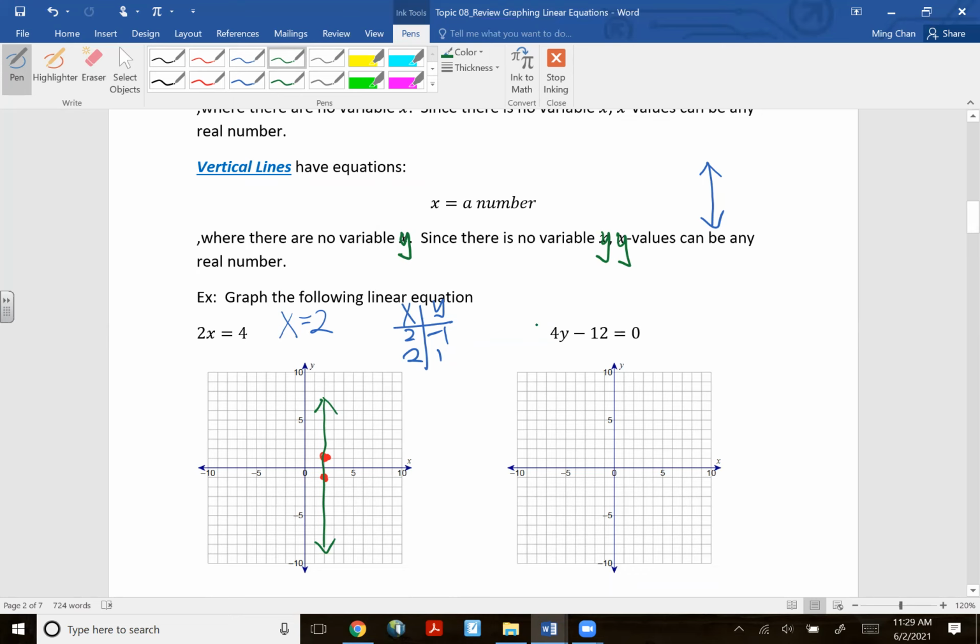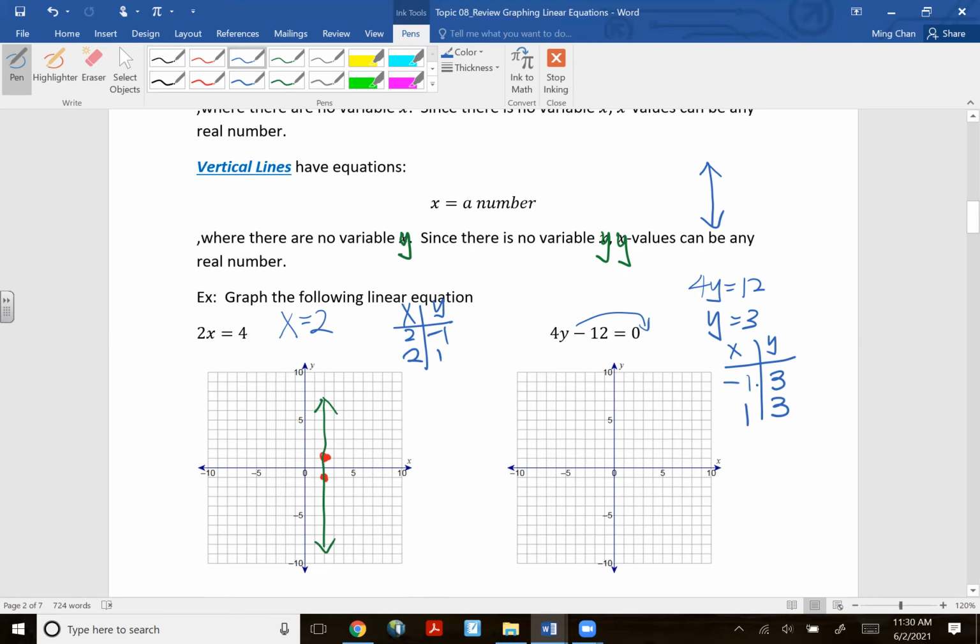All right. This one, right away, there's no variable x. So you know this is going to end up to be a horizontal line. So by simply moving the -12 over, we get 4y equal to 12. Divide both sides by 4, y is equal to 3. So y is equal to a number. So the y values are locked in at 3. Since there's no variable x, the x value can be whatever I choose it to be. So I'm going to do -1 and 1 again.